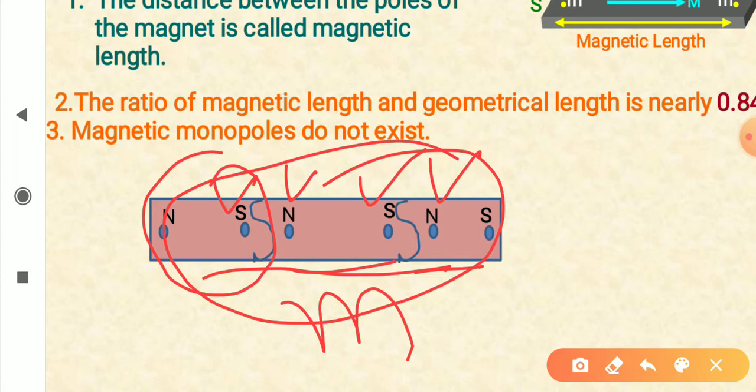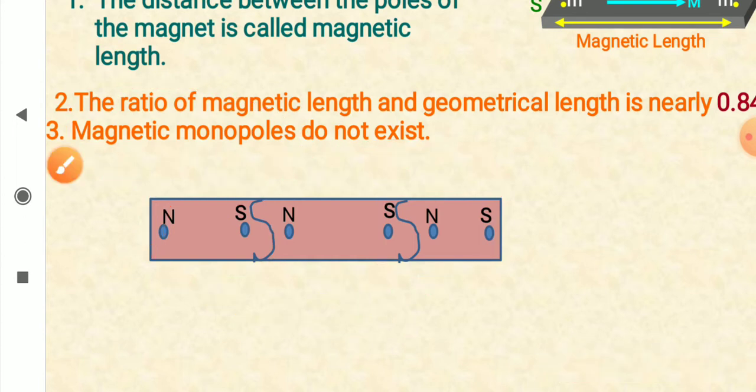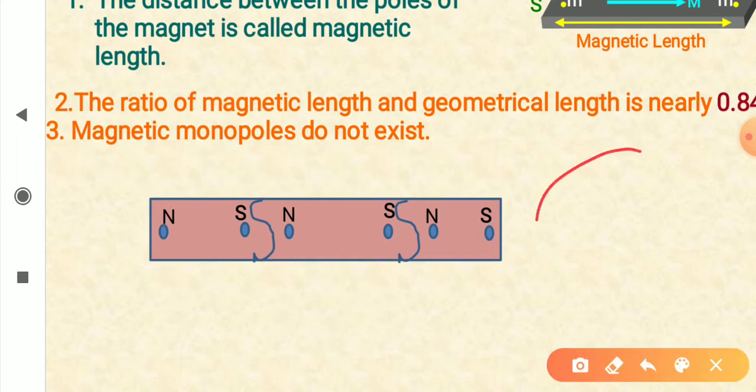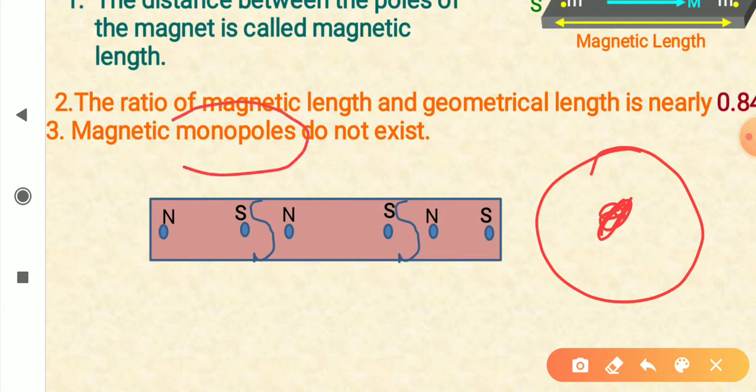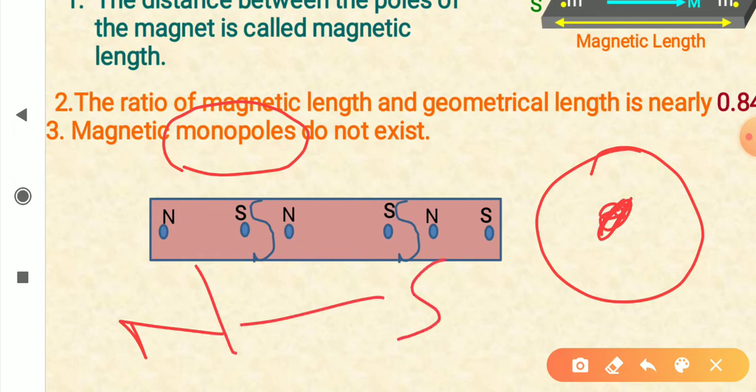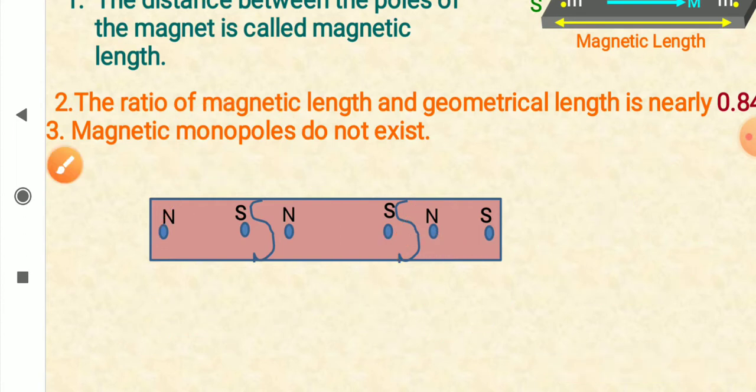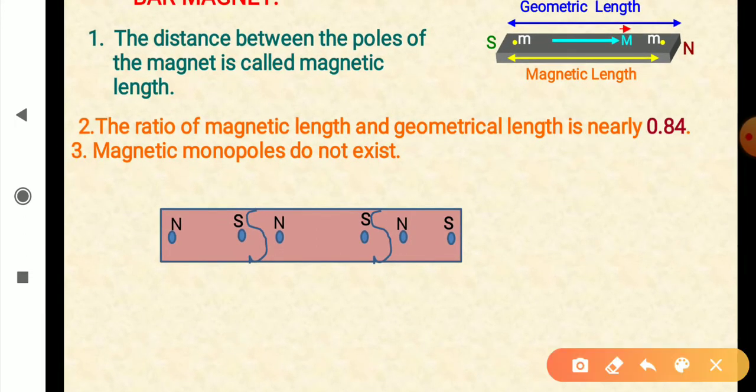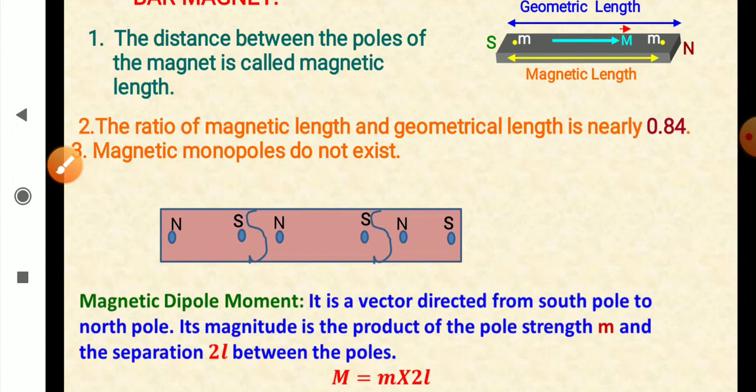So you keep on breaking it into smaller and smaller parts, and each part will behave as a magnetic dipole or a magnet. So even when we reach the atomic level, then each atom will behave as a magnetic dipole. We cannot separate north pole and south pole. So we do not get monopoles, right? So we do not have magnetic monopoles. But in case of electric dipole, we can easily separate the charges.